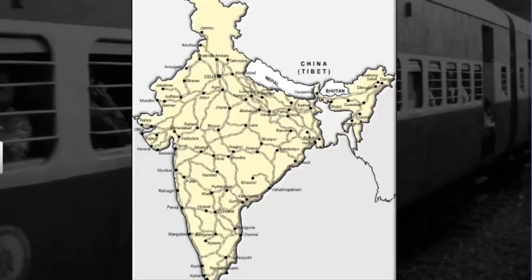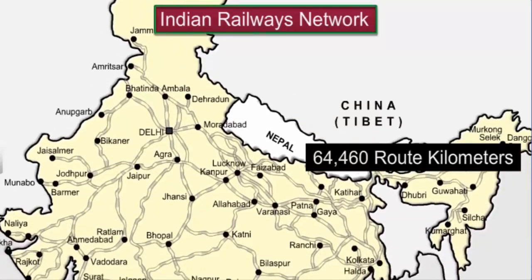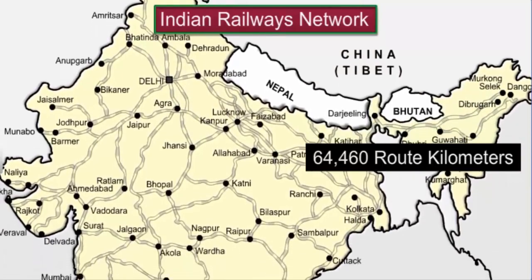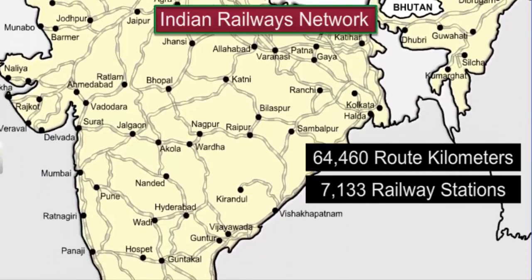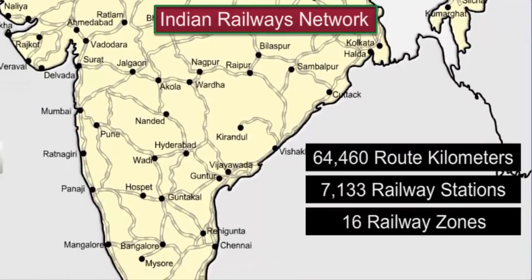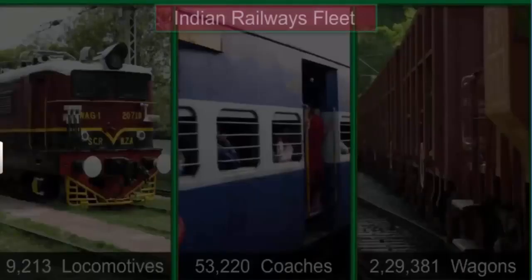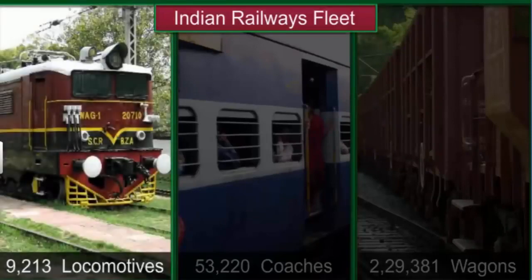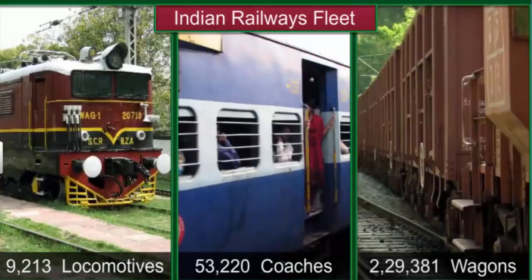The Indian railway network is spread over 64,460 route kilometers, connecting 7,133 railway stations all over the country, divided into 16 railway zones. The vast Indian Railways network is serviced by 9,213 locomotives, 53,220 coaches and 2,29,381 wagons. With the railways planning to expand, this number will only go up in future.